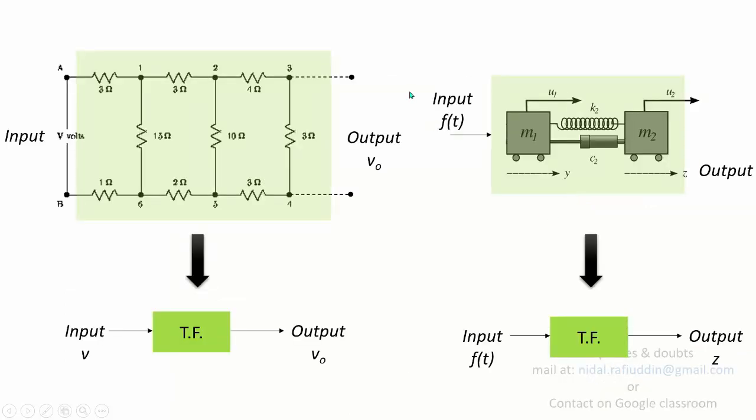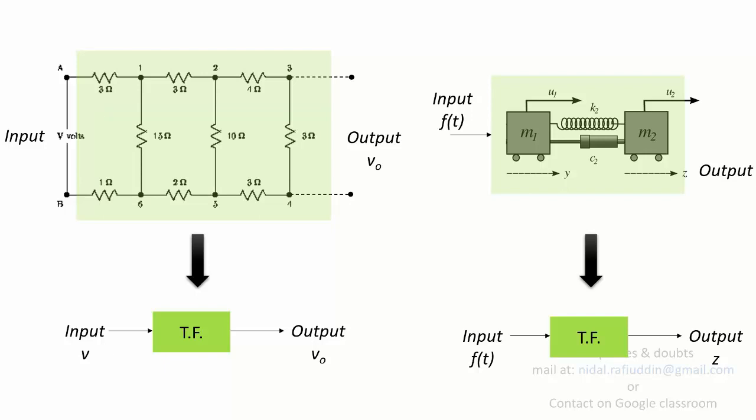Suppose that you're given an electrical circuit, and say that an input of V volts was given to this circuit, and you were asked to solve it to find the output V naught across this terminal. One way of solving this circuit is to apply the basic laws to it, like Kirchhoff's voltage law and current law, and obtain all the equations.